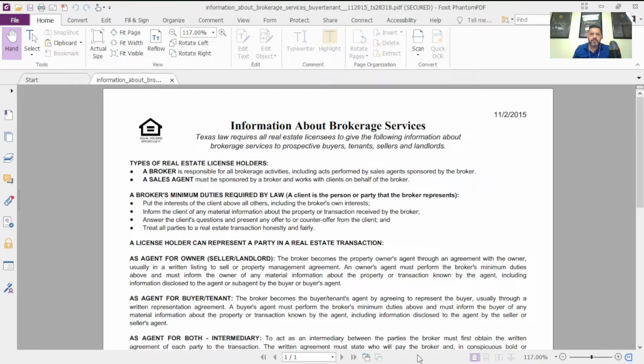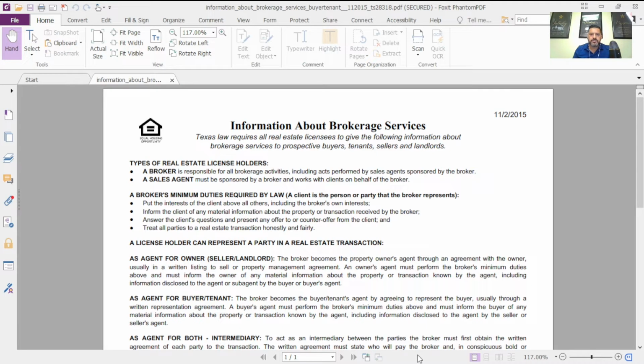And today we're going to go over the information about brokerage services form. This is a one single page form, but it's the most important form that you're going to present to your prospects on the first meeting that you have with them. So let's go ahead and get started.